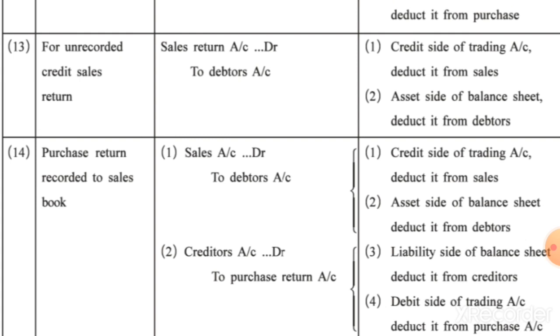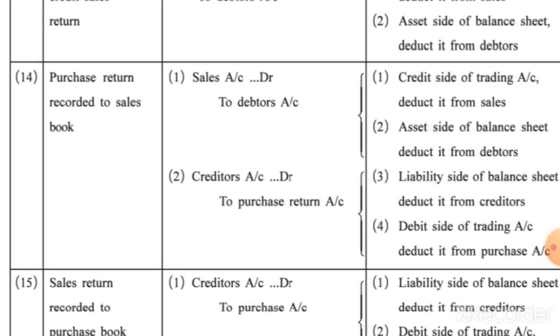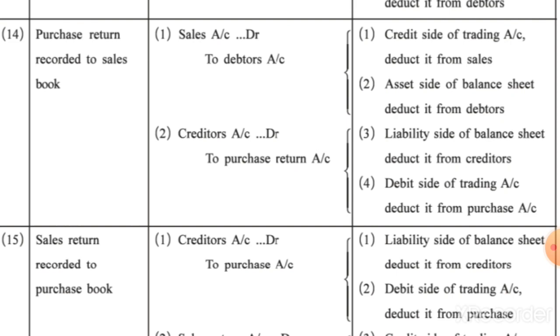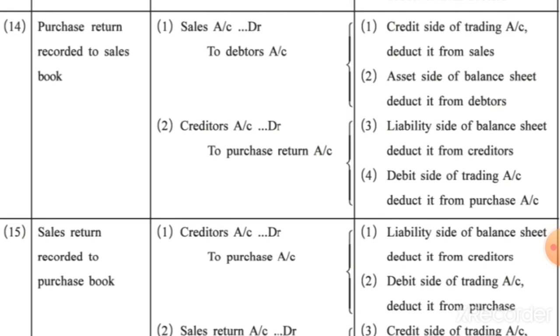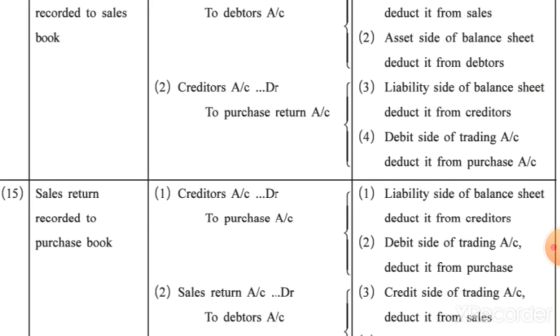So 4 effects you have to give. First 2 effects for the wrong effect that you have given, and the second 2 effects for the correct effect you have to give. Okay, so total 4 effects you will be giving for this type of adjustment. Now 15th adjustment, that is opposite of the purchase return, that is sales return recorded to purchase book.